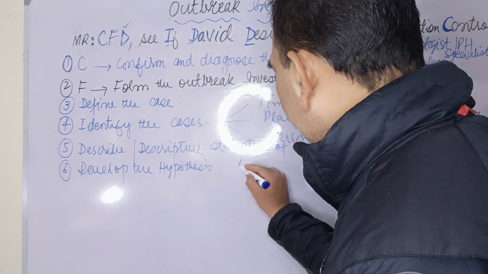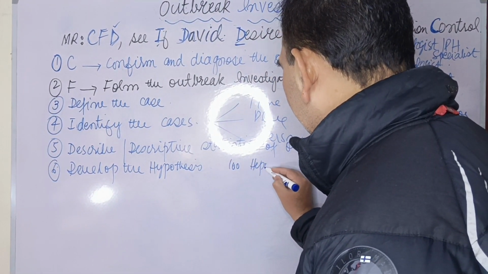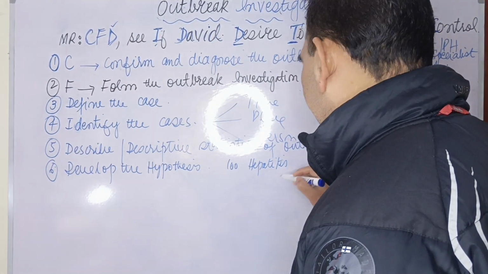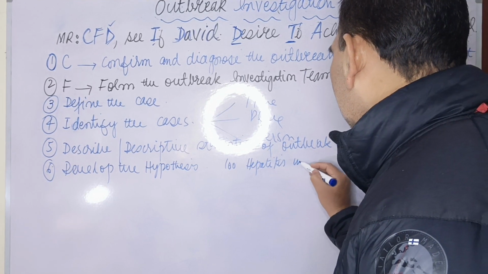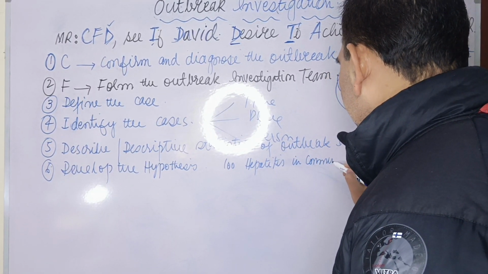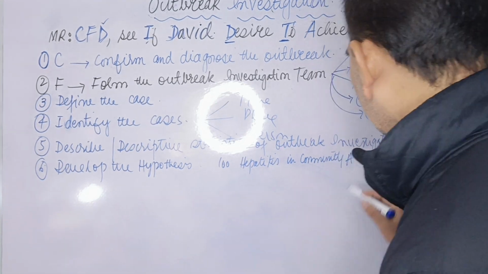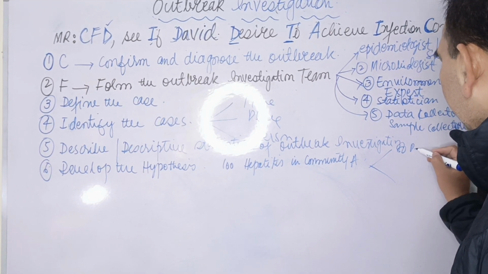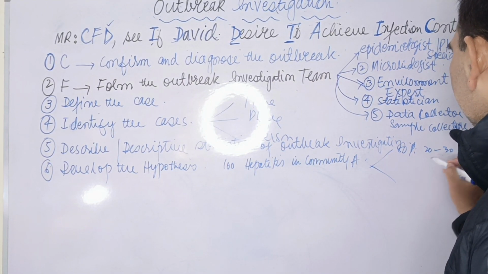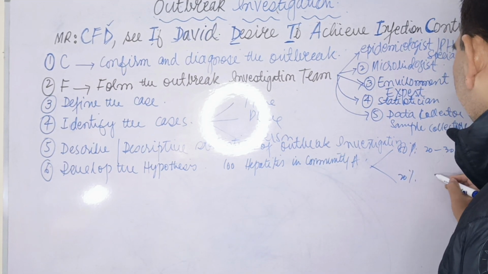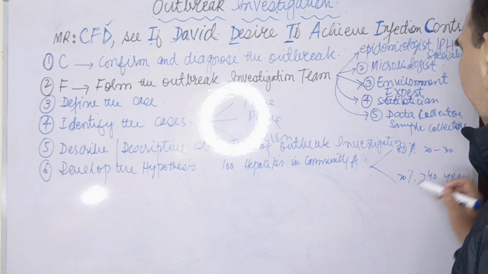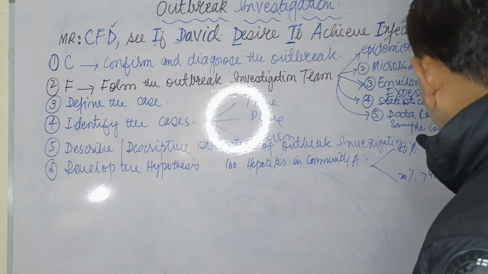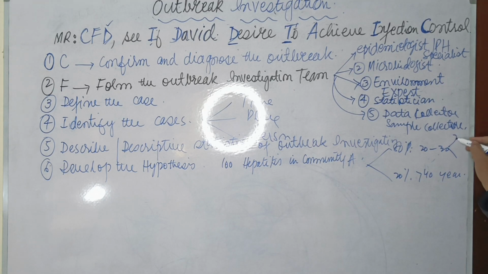Suppose 100 cases of hepatitis A occur in community or village A, and you will see that 80% have happened in the 20 to 30 years age group, and only 20% have happened in those more than 40 years. And from this 80%, 75% have happened in males and 25% in females.